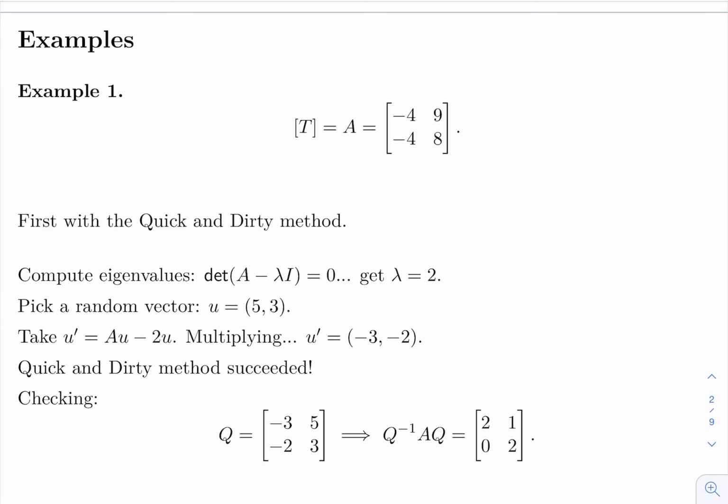So here's an example with the quick and dirty method. You see that it's indeed very quick and indeed quite dirty, and nevertheless it actually works. So take some space, here the space is of course F2, and then we take the canonical basis and define the operator T by its matrix with respect to the canonical basis being this matrix.